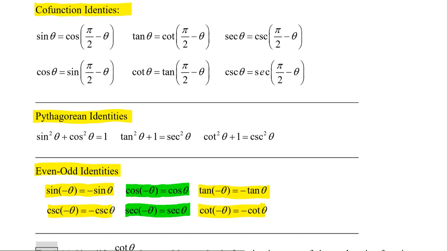If you have not already done so, these identities should be transferred onto your identity sheet that you started at the beginning of this topic.